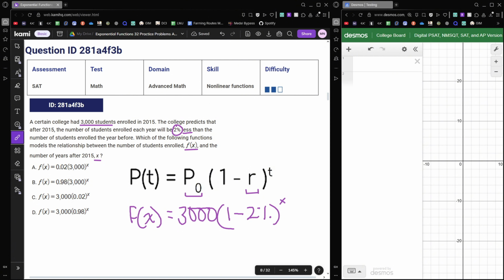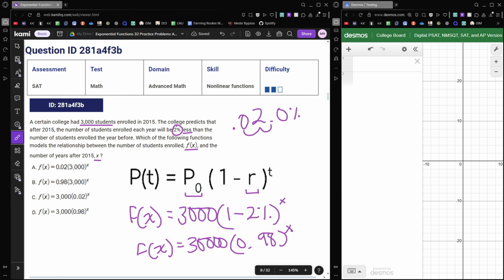Now, to convert a percent to a decimal, all you have to do is move the decimal place 2 places to the left. So that would be 1 minus 0.02, which is equal to 0.98. So our equation would be f of x is equal to 3,000 times 0.98 to the power of x.